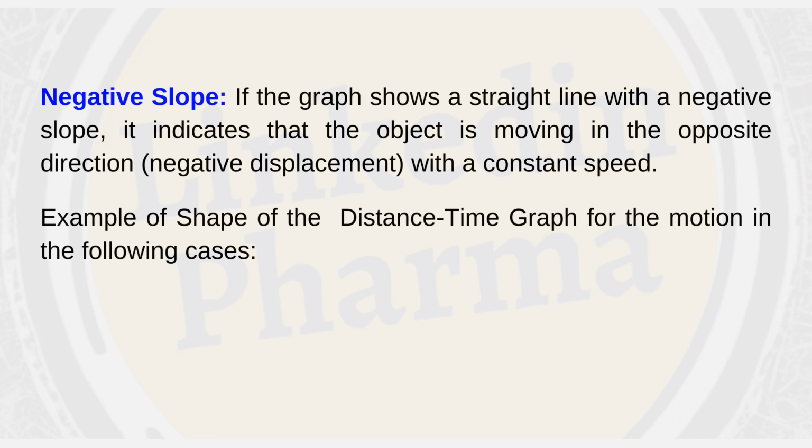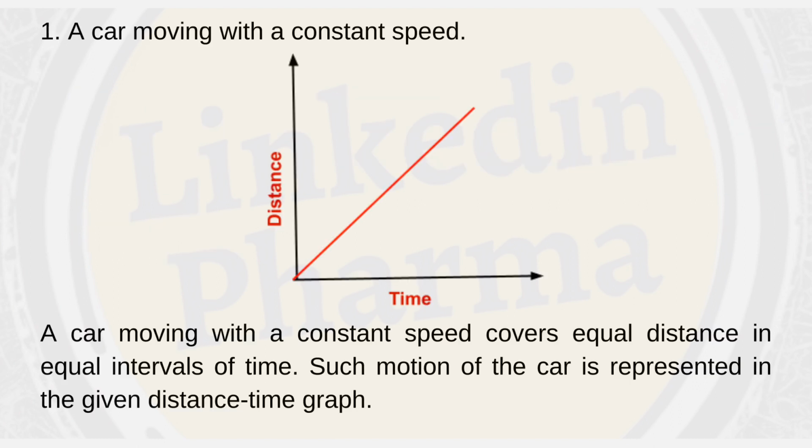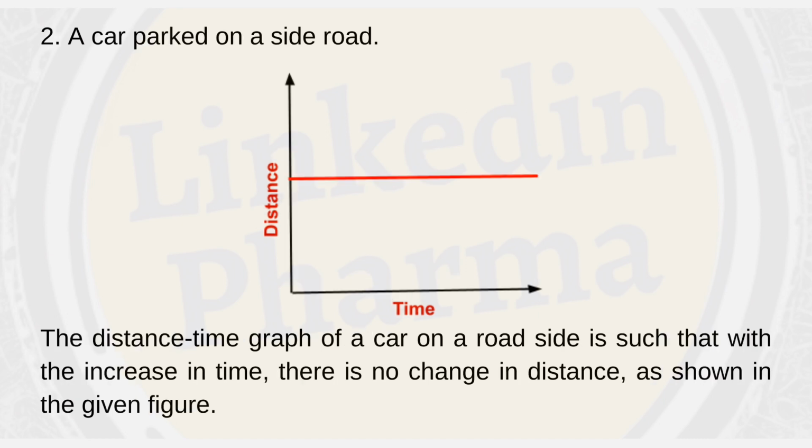Example of shape of the distance time graph for the motion in the following cases. 1. A car moving with a constant speed. A car moving with a constant speed covers equal distance in equal intervals of time. Such motion of the car is represented in the given distance time graph. 2. A car parked on a side road. The distance time graph of a car on a roadside is such that with the increase in time, there is no change in distance, as shown in the given figure.